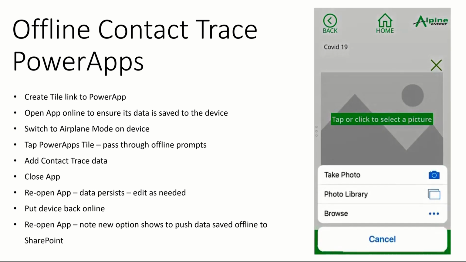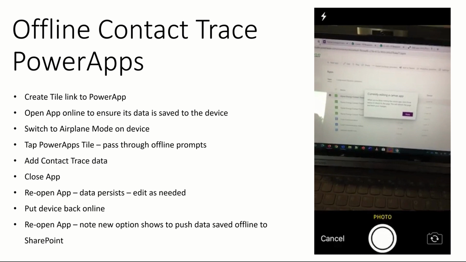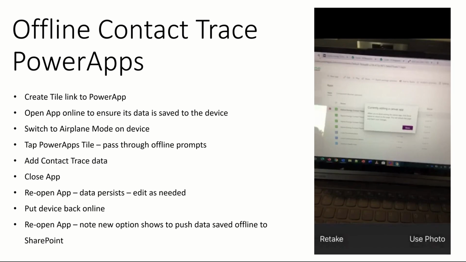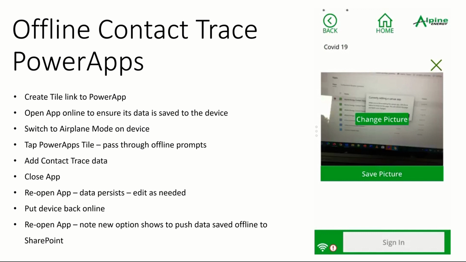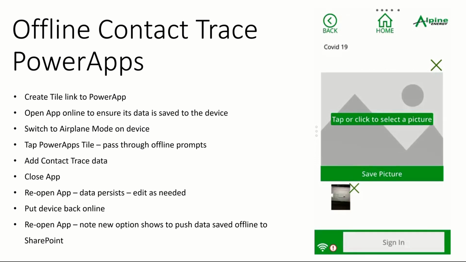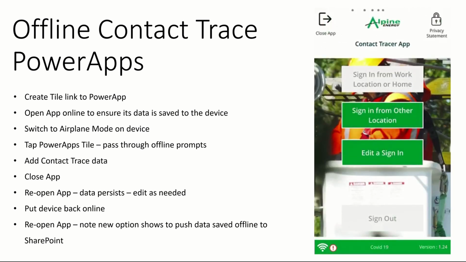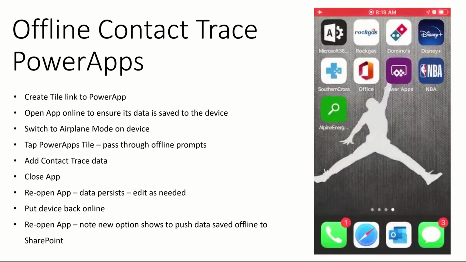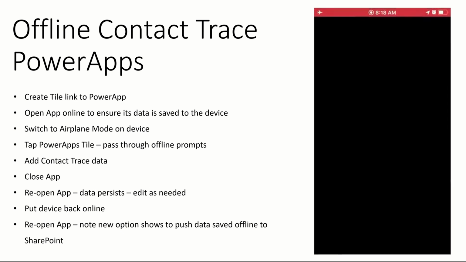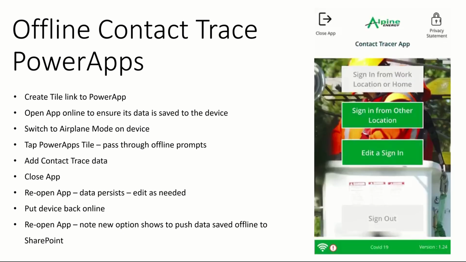It's a two-step process for taking a picture. Tap or click the green button to select a picture and take your picture. Select use, or whatever the prompt is on your own device, save that, and then click save picture underneath the photo to confirm that's the picture you want. Then close your app. That's saved offline. Then, still offline, reopen the app, and you'll see that the data persists within your phone's memory.